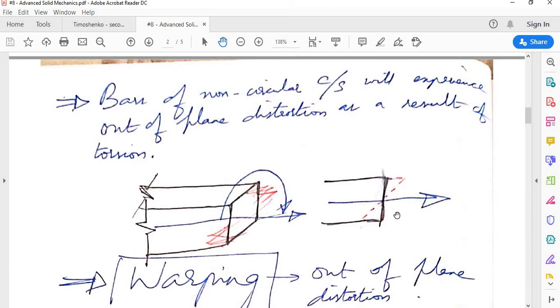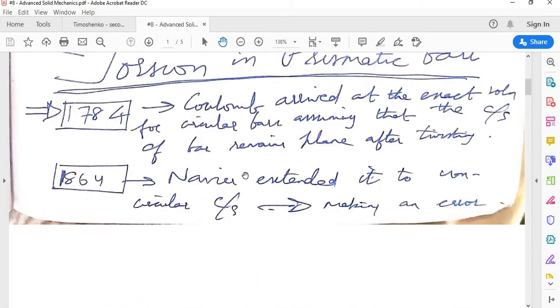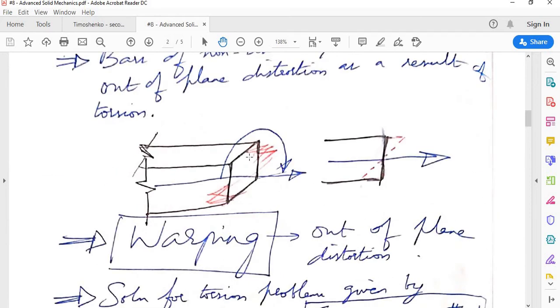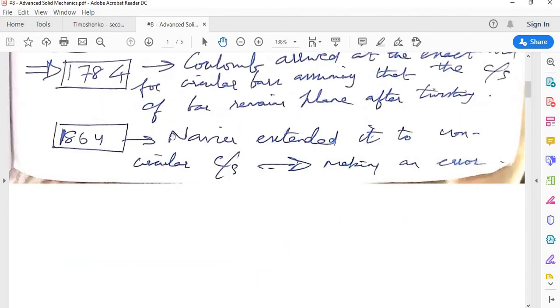So some portion of the bar will go out of the plane. This phenomenon is known as warping, which is very important in machine parts and things like that. So you have to remember this term, warping. When you are studying the torsion of non-circular cross sections, the general solution arrived at should consider the effect of warping as well, which was unfortunately not considered by Navier in 1864.